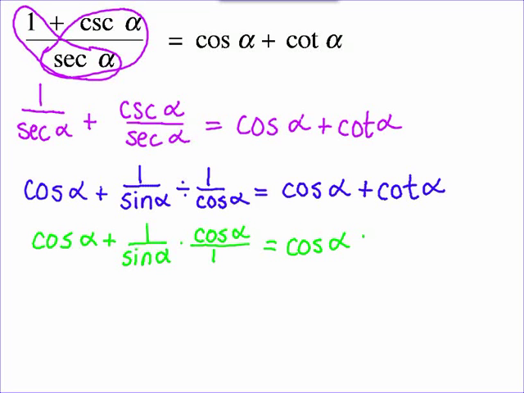And then we already can see that I'm left with cosine over sine. Cosine over sine is cotangent. So you've got cosine of alpha plus cotangent of alpha equals cosine of alpha plus cotangent of alpha.